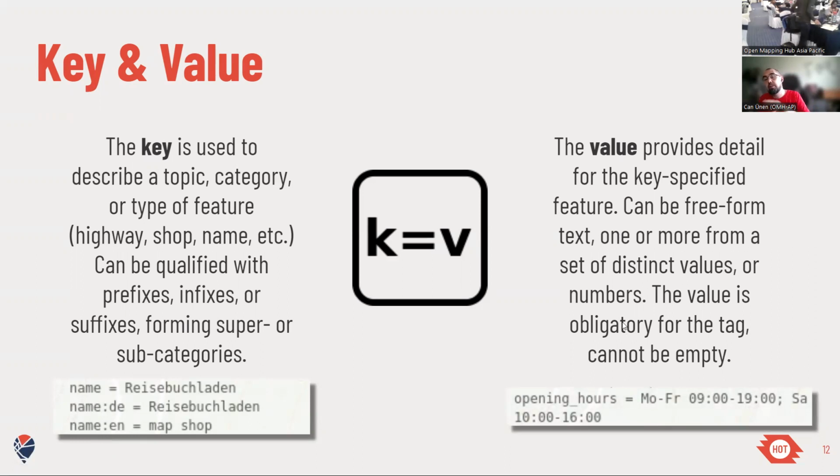Or the value can have multiple values, like opening hours. I'm defining different time intervals for weekdays and different time intervals for weekends, for example. Monday through Friday, it's 9 to 7, but on Saturdays, I'm just adding another value, separating with a semicolon, so that it is giving me multiple values, because for the opening hours key, I have multiple values for weekends and weekdays.